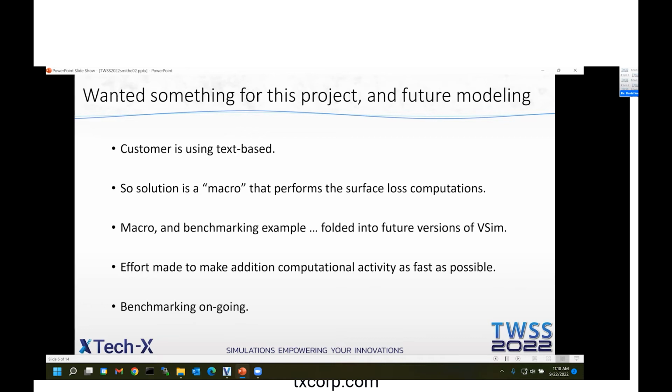Because of this, we designed it to be as fast as we could. We have to obviously do additional calculations to get the additional physical effect, but it's designed to be as fast as we can make it. And indeed, my customer says he doesn't notice the difference in run speed when it's on and off. So that's very good. Benchmarking is ongoing because we want to make sure we really get the physics right from first principles, and we match up to analytic results. A little more on that later.